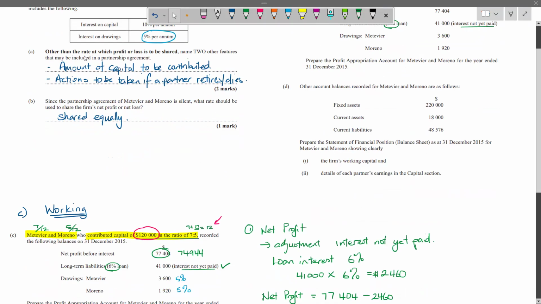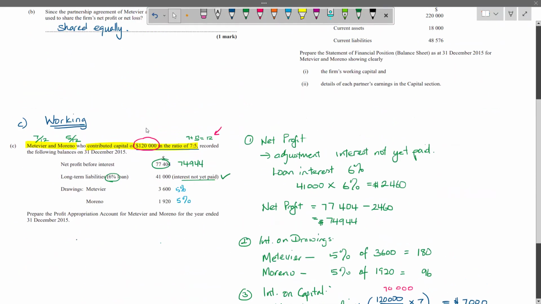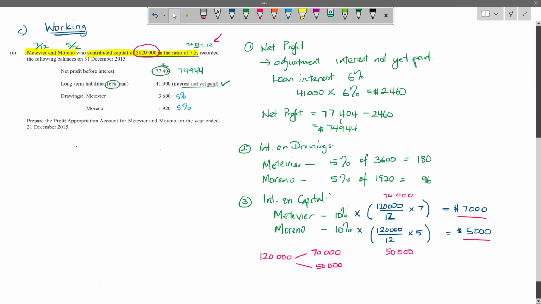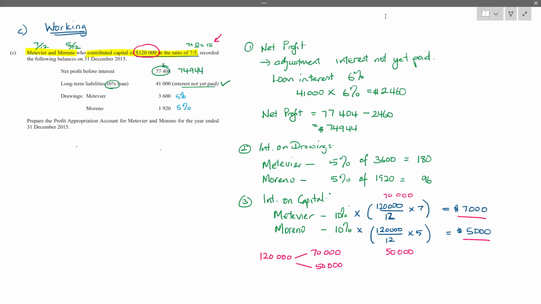Right. So it was silent on the share of profits and losses. So we said that it will be shared equally. Right? Now we have everything we need to do our appropriation account. Now, the approach we should always take when we're doing these questions is we need to spend some time and get familiar with the question, do all of our working first, and then we begin with the actual account that we need to prepare. So we are preparing the appropriation account.